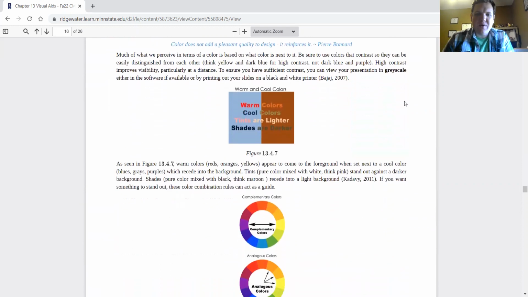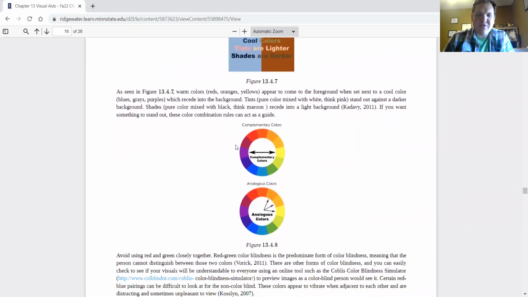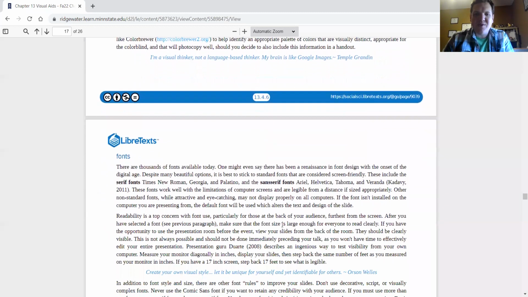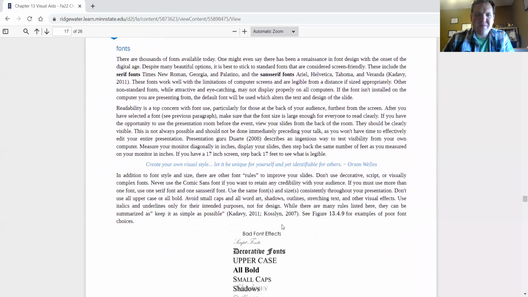When picking colors, you may want to think about warm colors versus cool colors. You may want to think about complementary colors or analogous colors. Complementary is opposite each other on the color wheel. Analogous is next to each other on the color wheel. So again, thinking about what colors you're using. Maybe you have a color theme for your presentation. You certainly can do that.